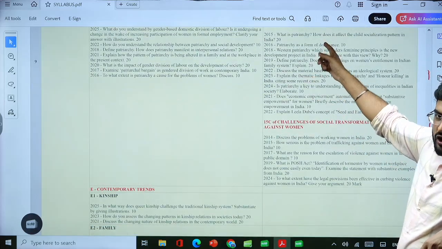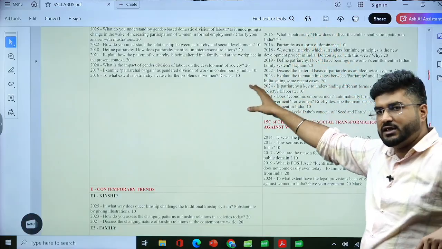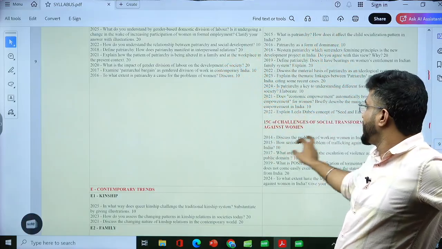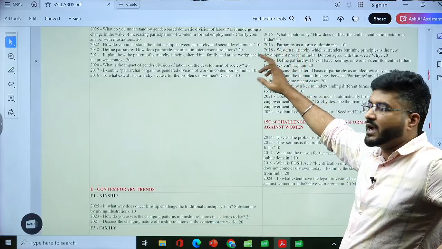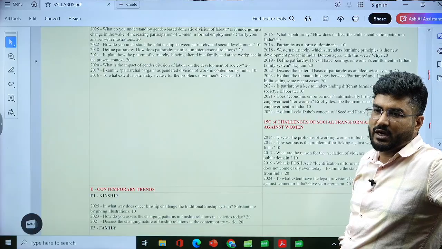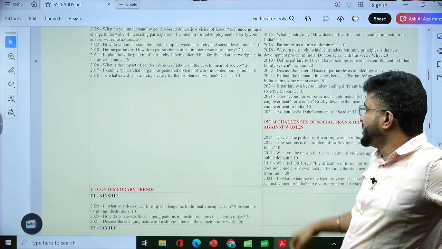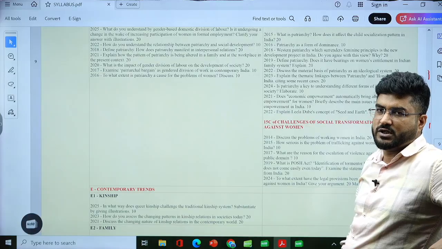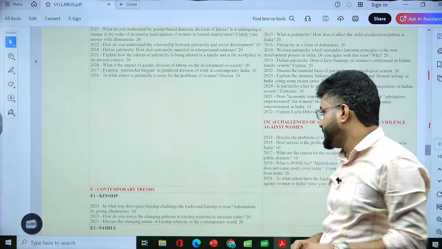Now I have told you earlier that if you want to cover gender conflicts in the stratification chapter, cover violence against women there itself, else cover it in the family and systems of kinship chapter 9 of paper 1, along with 15C of challenges of social transformation, violence against women here.